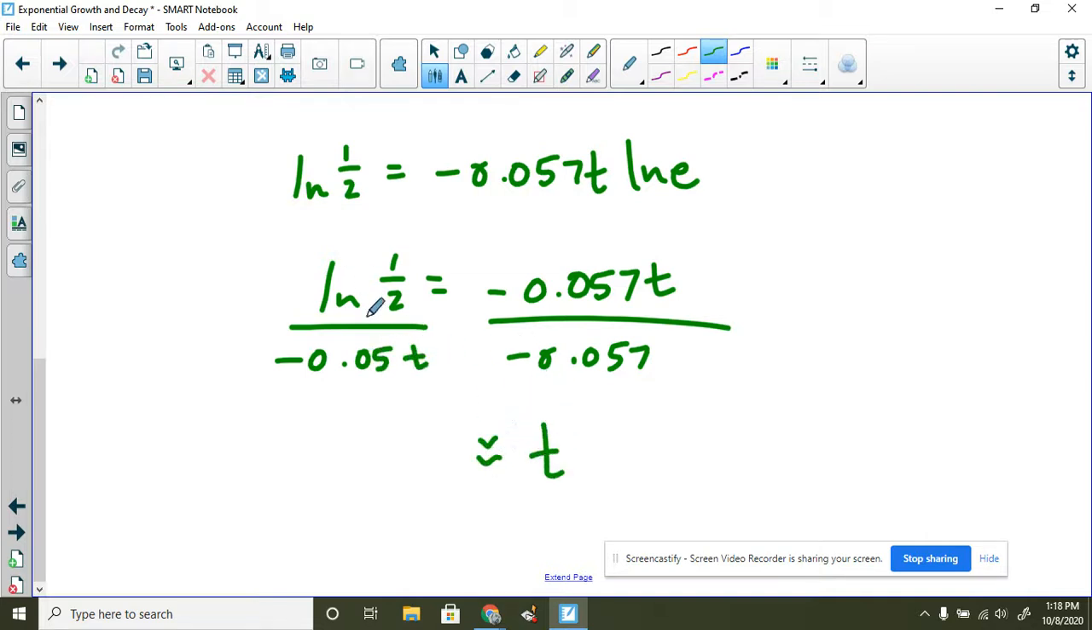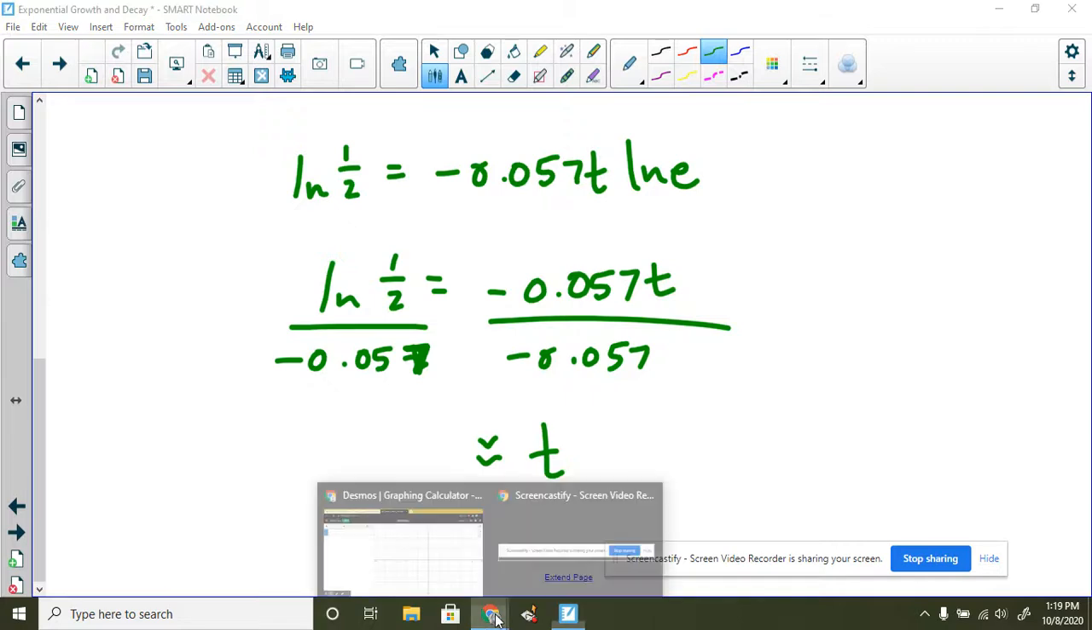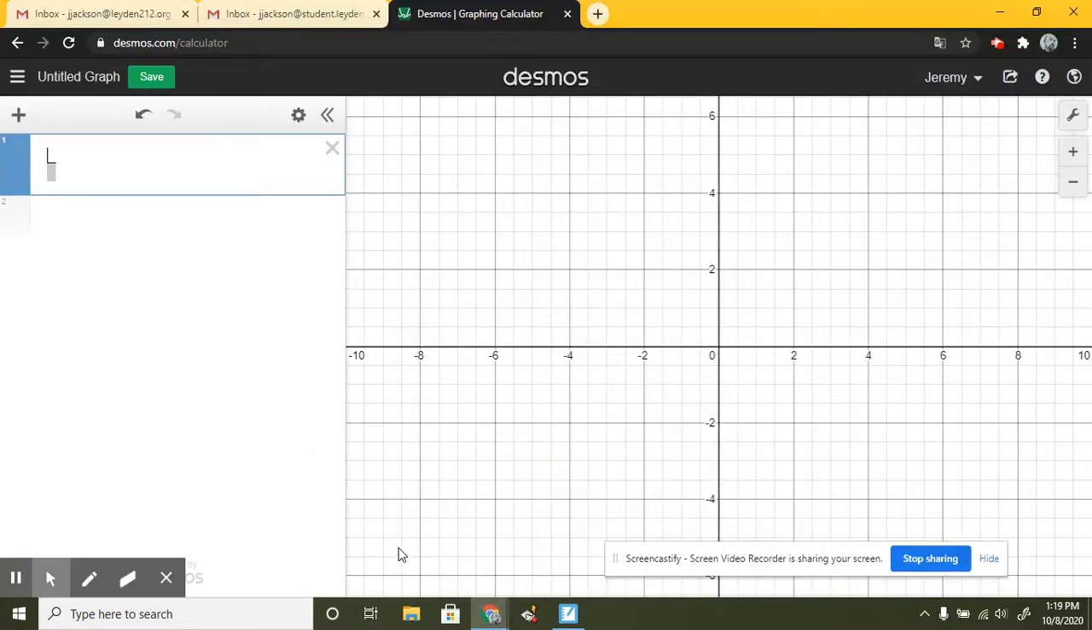I'm not going to express my answer with a decimal. Oops, not a T, right? That's a 7. I'm not going to express this as my final answer. I'm going to go to Desmos and type this number in and get my answer from that. Okay. So we have the natural log of 0.5 divided by negative 0.057. So approximately 12.16 years.